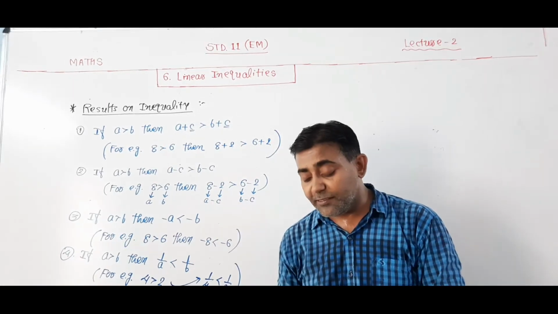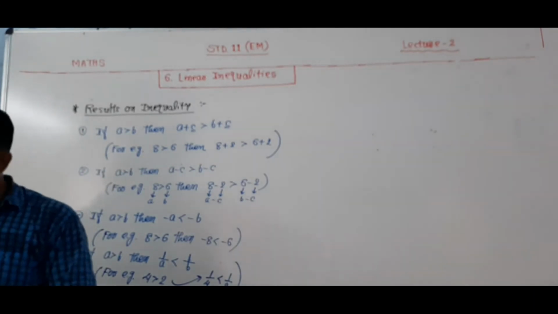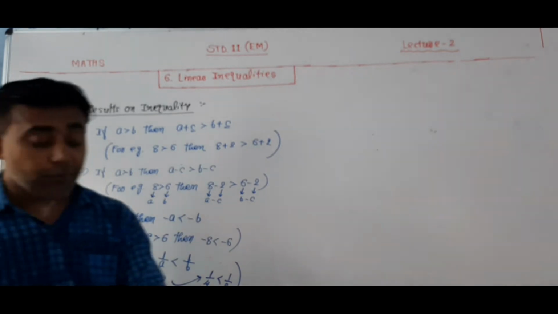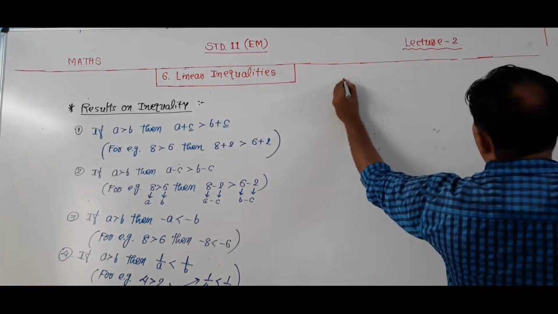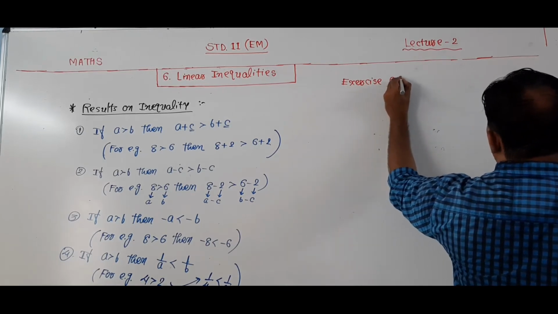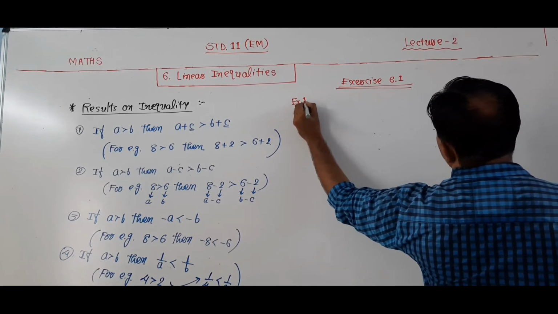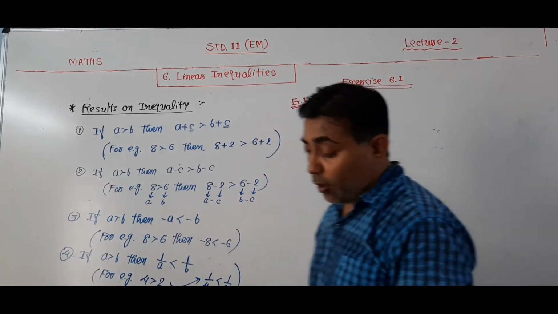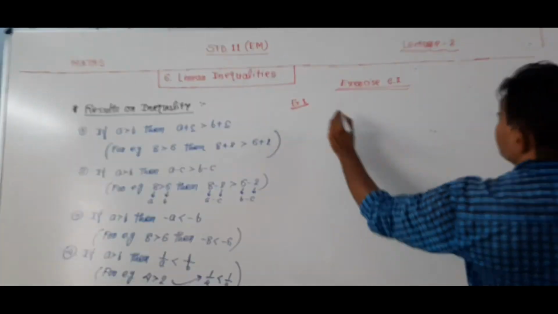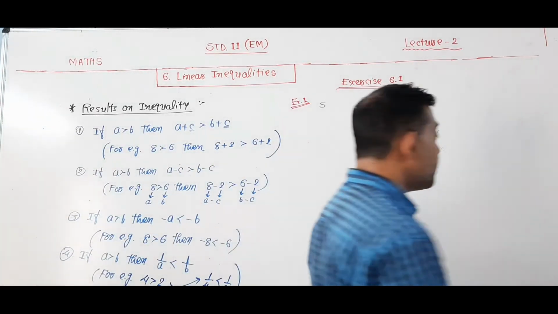So with the help of these results, let us solve the questions related to your first exercise, exercise 6.1. Let's start with one example from this. Exercise 6.1, example number 1. Let us solve the first example. Solve 24x is less than 100.